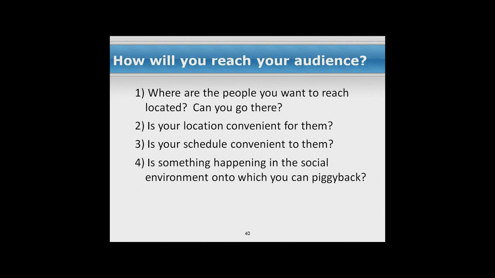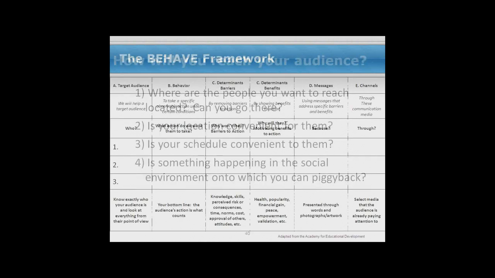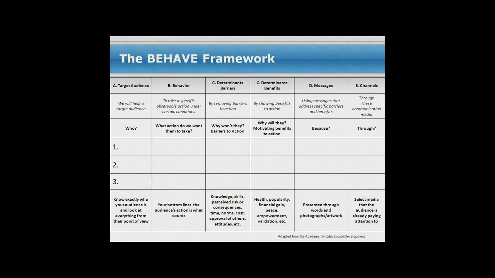And as I show you the framework, I'll finish and show you how we have targeted some of these other audiences. All right, so here's the framework. We're almost complete here. The framework as we adapted it from the Academy for Educational Development is these 3 channels at the top. So we have target audience, behavior, determinants, barriers, determinants, benefits, messages, and channels.